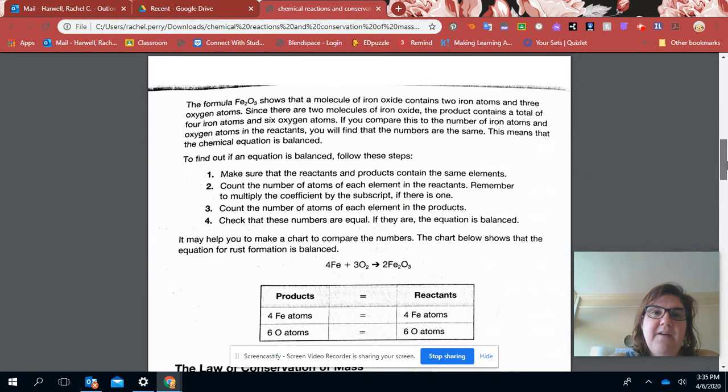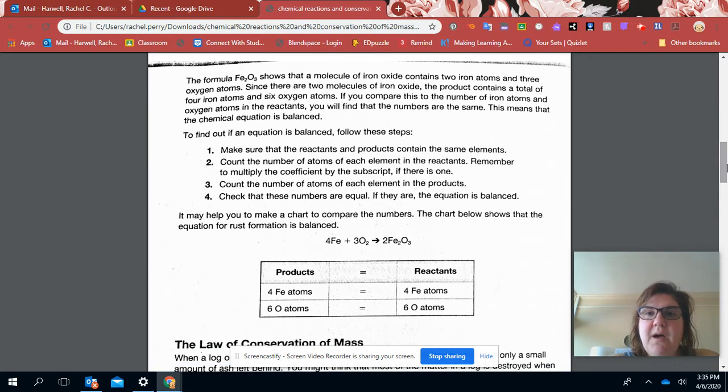The formula Fe2O3 shows that a molecule of iron oxide contains 2 iron atoms and 3 oxygen atoms. Since there are 2 molecules of iron oxide, the product contains a total of 4 iron atoms and 6 oxygen atoms. If you compare this to the number of iron atoms and oxygen atoms in the reactants, you will find the numbers are the same. This means that the chemical equation is balanced.